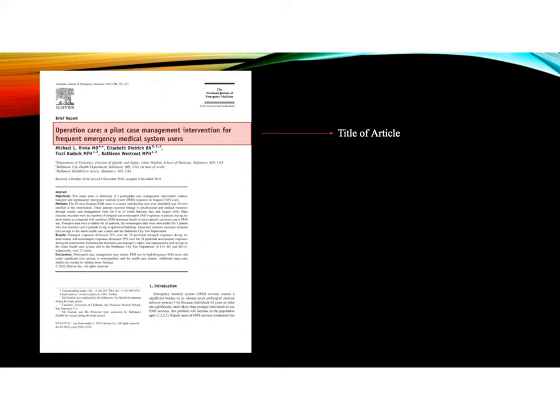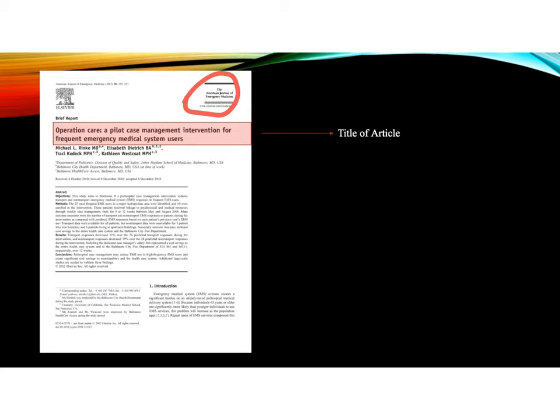Most scholarly scientific journal articles will follow the same basic format. And by becoming familiar with that format, you can focus on what order to read it in and where to best use your energy and attention. So the first thing to pay attention to is going to be the title of the journal that it comes from, as well as the title of the article itself.